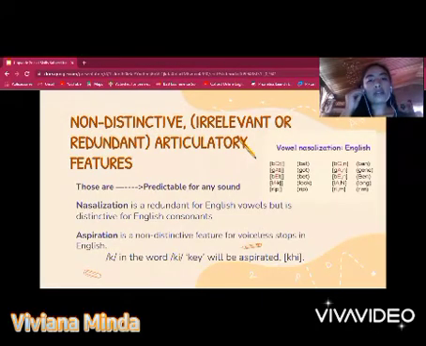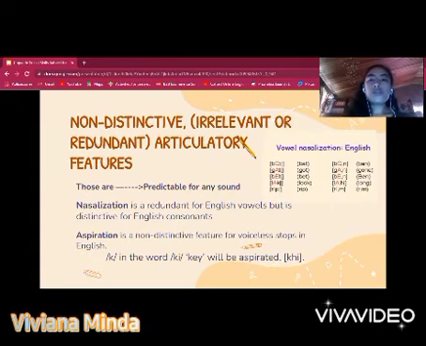Non-distinctive, irrelevant, or redundant articulatory features are predictable for any sounds. Nasalization is redundant for English vowels, but is distinctive for English consonants. Aspiration is a non-distinctive feature for voiceless stops in English. Voiceless stops are aspirated when they are the first sound in the word or when they are in the onset position of a stressed syllable.